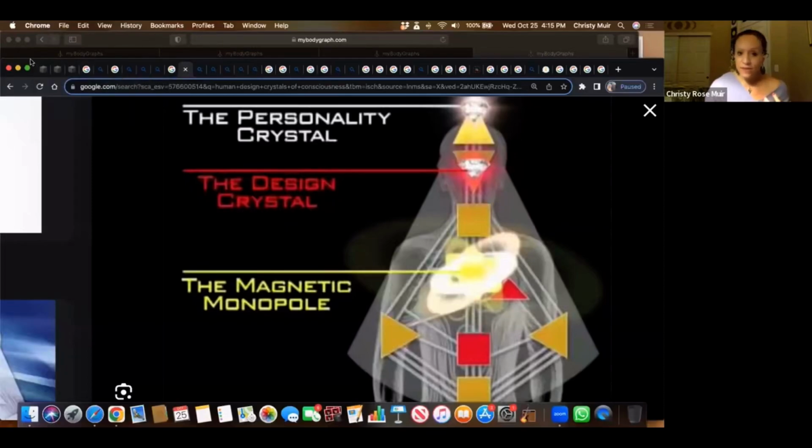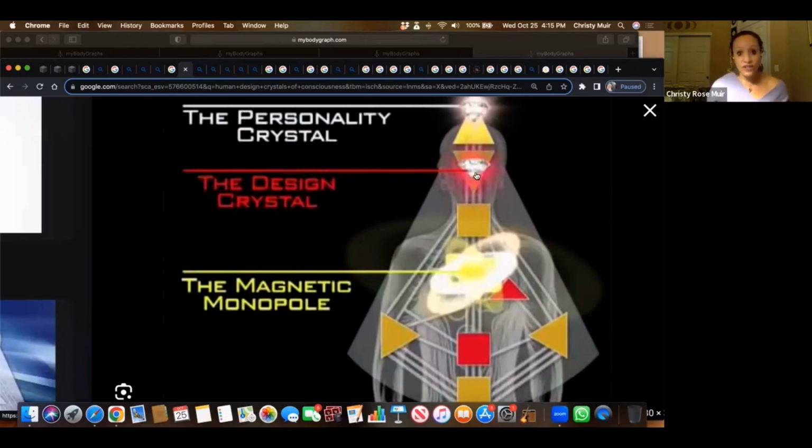The mechanism of this imprinting, according to the human design system, is that there are three crystals of consciousness that make up your human apparatus. The personality crystal is said to reside up here in the head center, and it is what's conscious about you. It is who you think you are. It's what you're going to tend to recognize and think you know about yourself first.